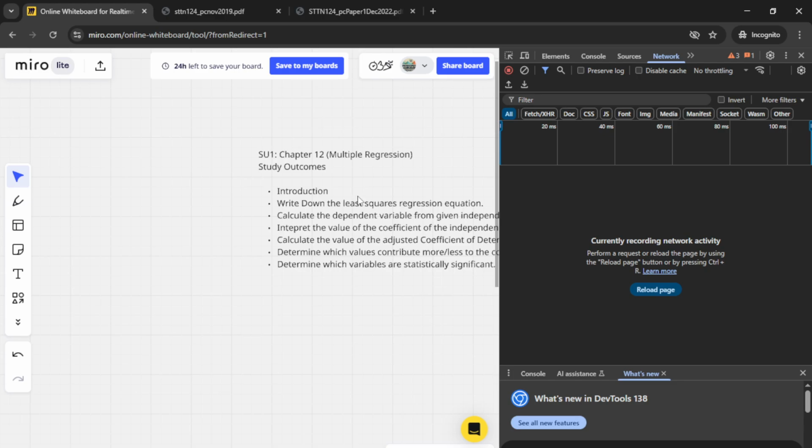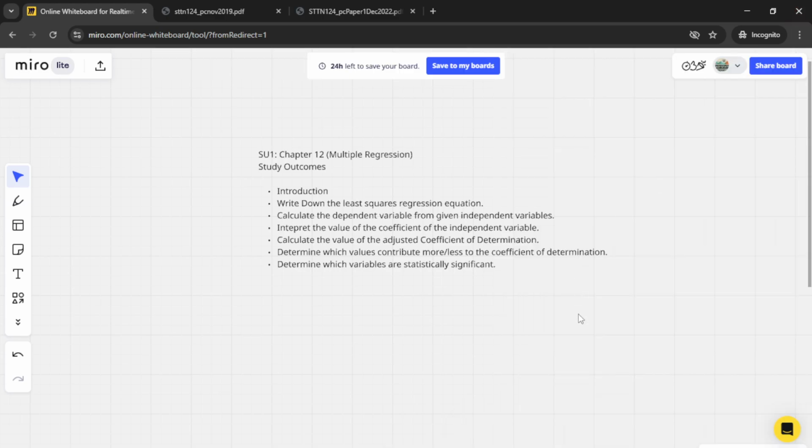Today we'll be focusing on multiple regression. Basically, multiple regression means more than one independent variable. If you can remember, we were dealing with y equals a plus bx, so it was only one independent variable x. Now we'll be dealing with more than one independent variable.